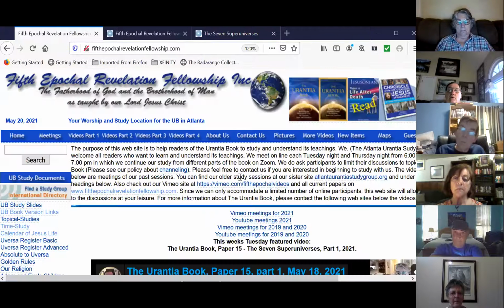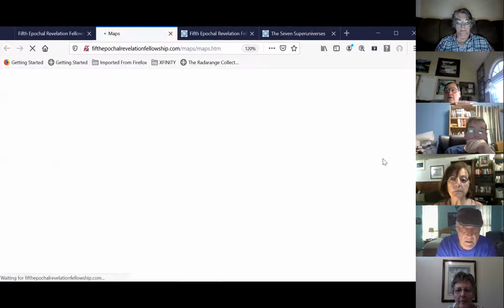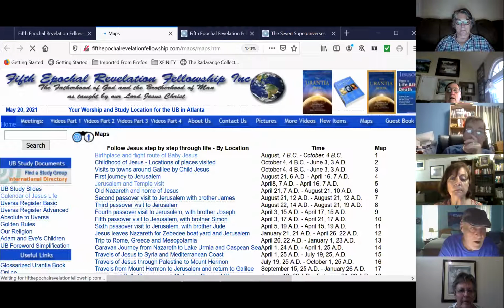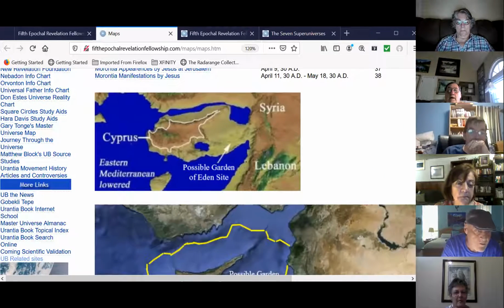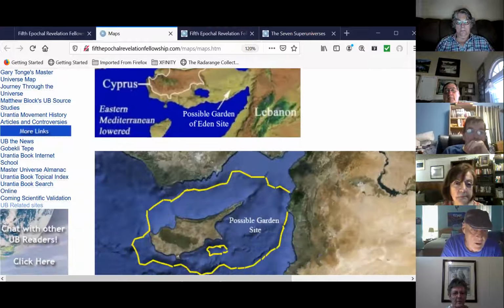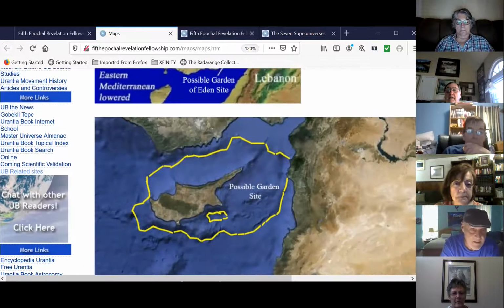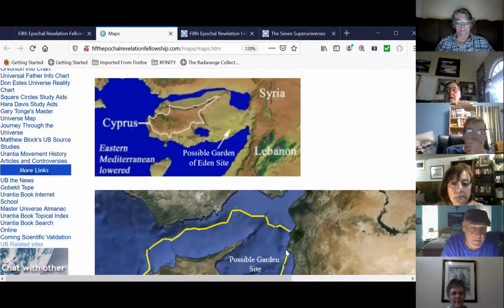Let me go out here and show y'all these so that you know what I'm talking about. If you go to our main page and you hit maps, can y'all see that? Oh, wait a minute, I hit the wrong one there. Okay, maps. All right, here we go. This is a map of where they believe may be the possible site of the Garden of Eden. And this is a picture of what they believe it must have been before it sank in the ocean.